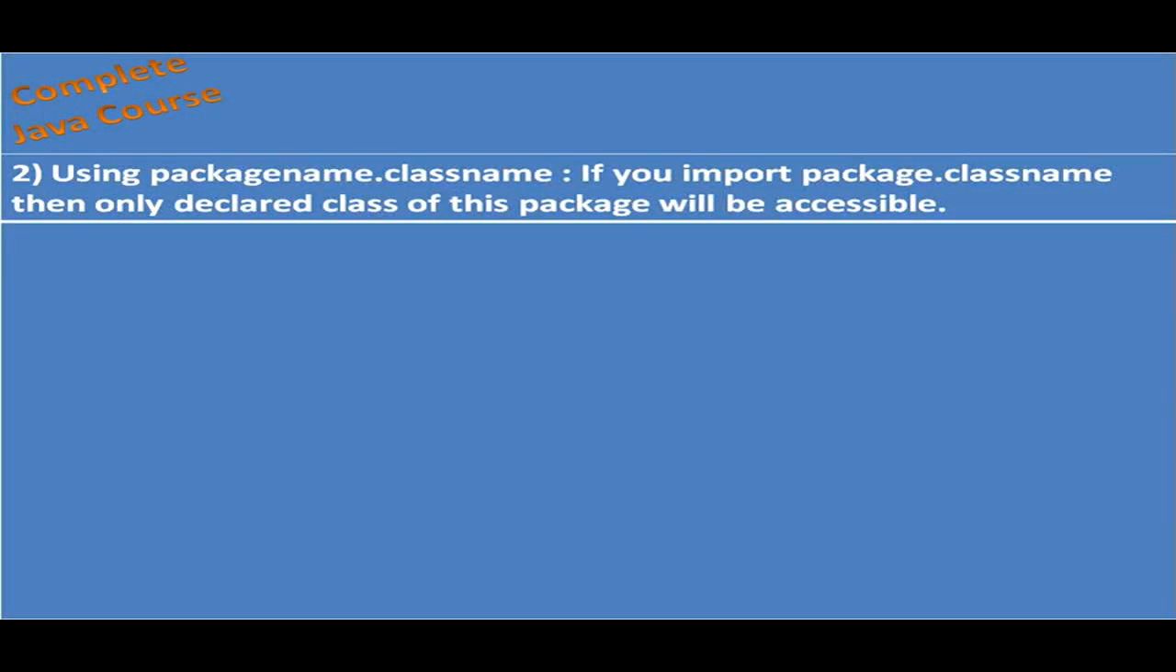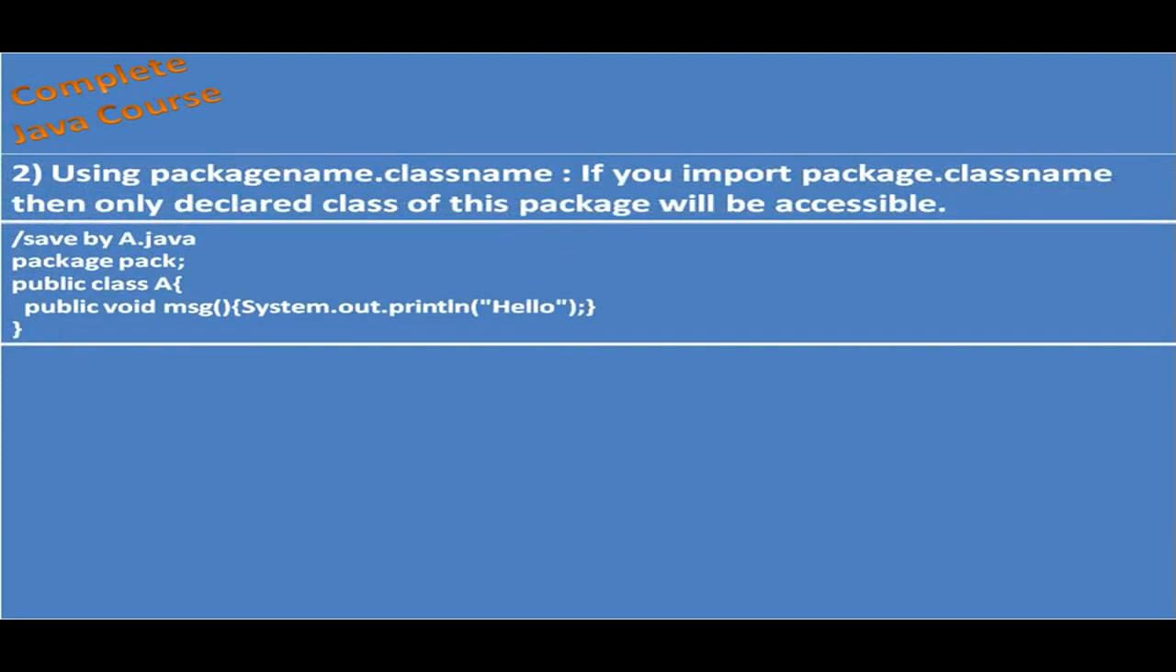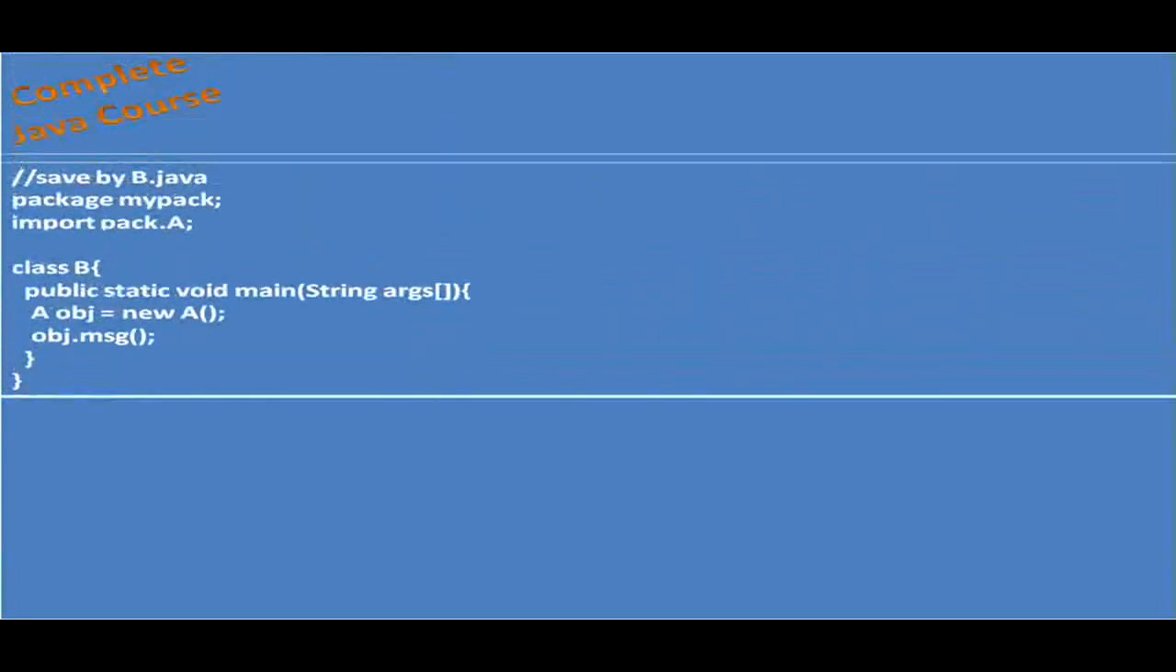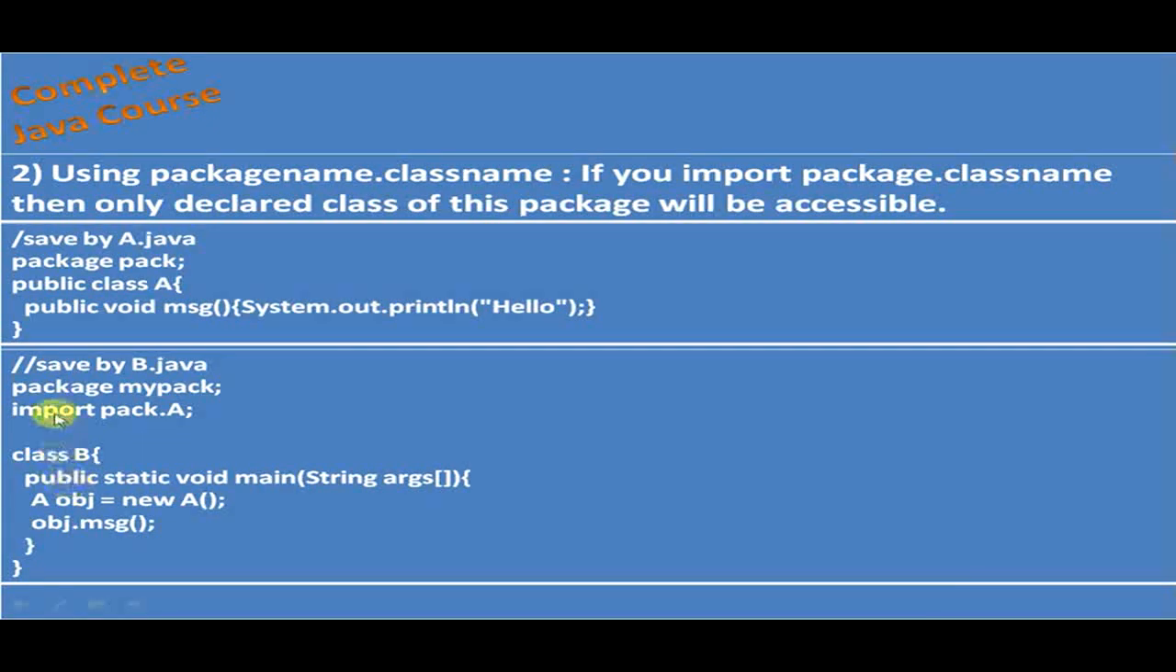Number 2, using package name dot class name. If you import package dot class name, then only the declared class of this package will be accessible. So this is the syntax, like this is your class A which is present in the pack1 package, and you are importing pack dot class A. So only class A will be imported in your class B in my pack, which is a different package.